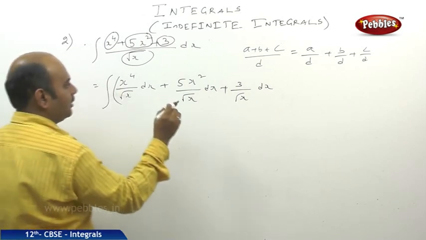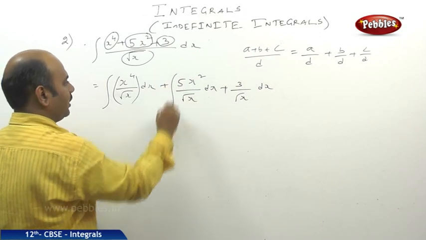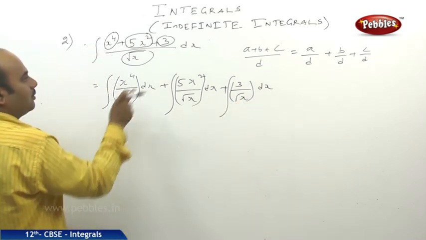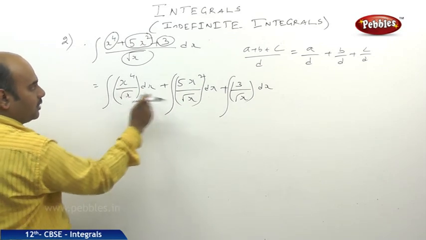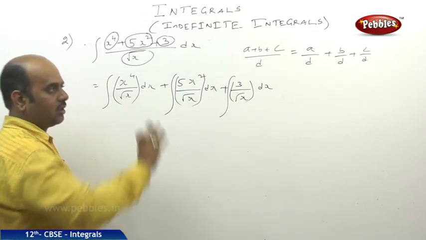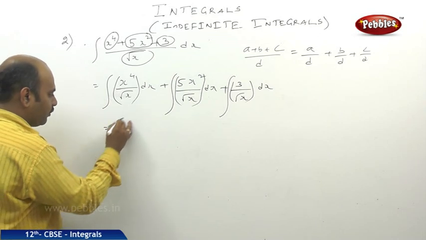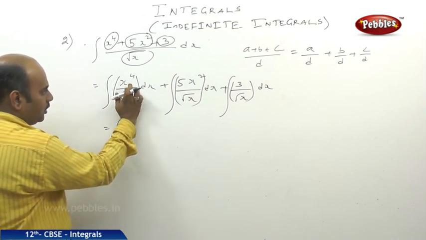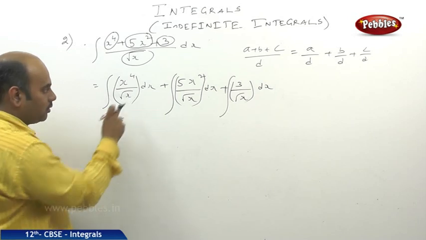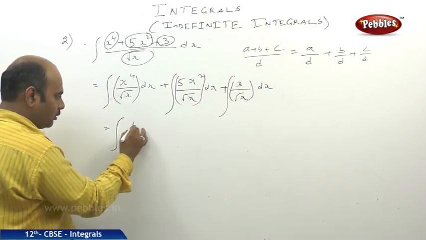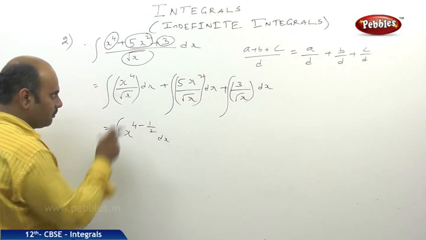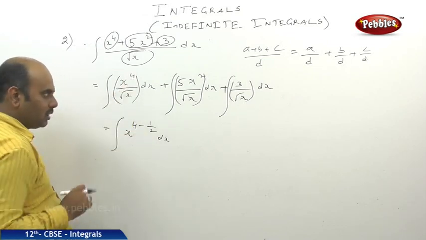Finally, if you observe carefully, I think I can apply the integration now. Why? Because of the algebraic properties, I think you are clear. X power 4 by root x dx, 5x square by root x dx, 3 by root x dx, I can apply integrals individually because of the algebraic properties of integrals. Now before applying the integral, it is looking like x power m by x power n. Here m is 4 and n is 1 by 2. So finally I will be writing x power 4 minus 1 by 2 dx. Why? Because x power m by x power n means x power m minus n.